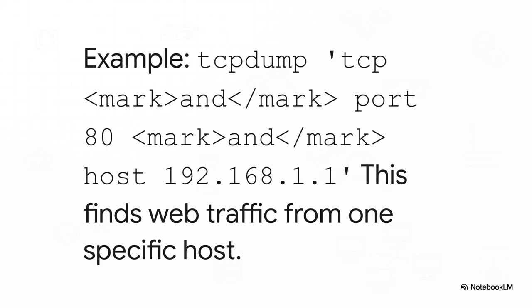It's saying, listen, I only want to see packets that meet three conditions. First, they have to use the TCP protocol. Second, they also have to be going to or from port 80, which is for web traffic. And third, they must involve the computer with the IP address 192.168.1.1. See how powerful that is? With one simple line, we've just told it to ignore millions of other packets and focus only on the web traffic from one specific machine.